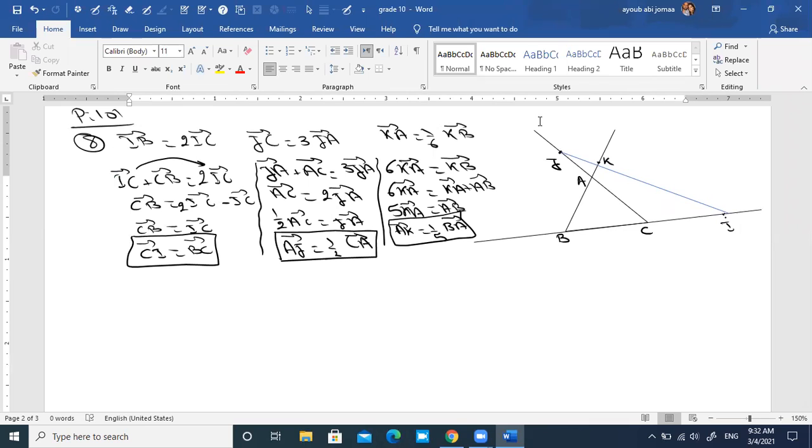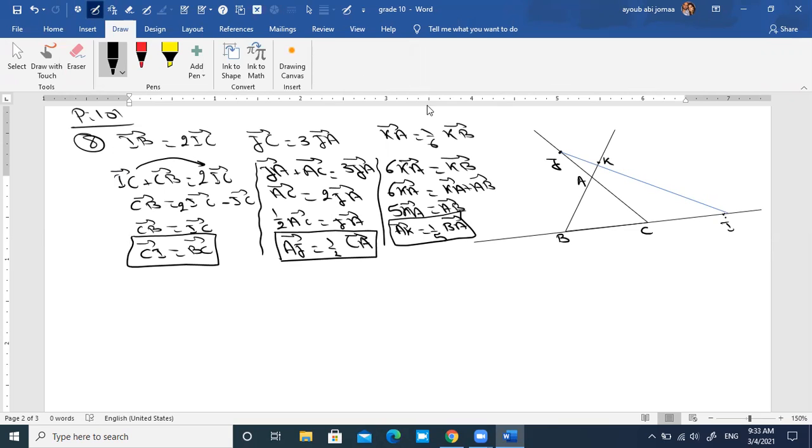Okay? Right. Now the question asks to prove that the points... Point K will be somewhere here. Here is point K. Now, part A. By the way, here we answered part A. Find AJ in terms of AC. How can we find AJ in terms of AC?